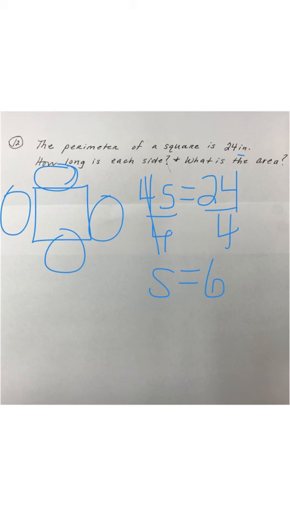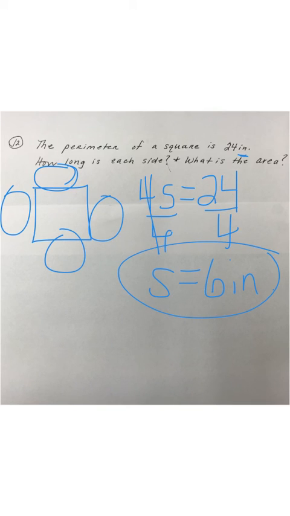The perimeter of a square is 24 inches. How long is each side? And what is the area? Draw your square. We know the perimeter is 24 inches, which means that all 4 sides equal 24 inches. So if we have 4 sides that equal 24, we could find it the algebra way. Or you could just divide 24 by 4 to find what each side is, and you'll find that each side is 6, and the unit is inches.